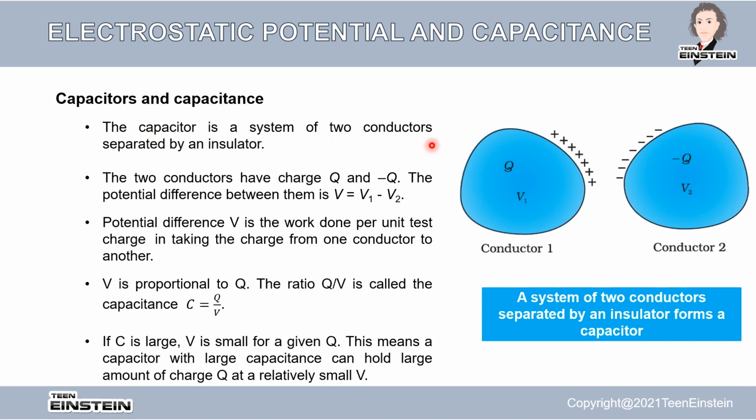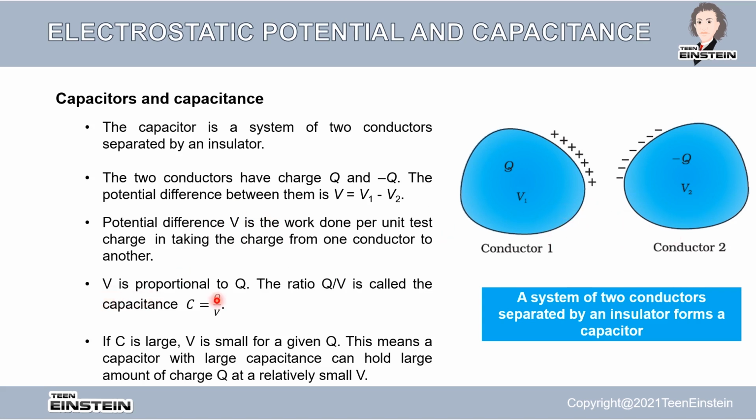So a capacitor is a system of two conductors separated by an insulator. In this case, what is the insulator that is separating? The air in between is separating the conductors. So this is a capacitor, and the two conductors can have equal and opposite charge plus and minus q. If one is at a potential V1 and the other is at a potential V2, the potential difference between these two is V1 minus V2. The potential difference V is the work done per unit test charge in taking the charge from one conductor to another. If this is the potential V1, this is the potential V2, and I want to move one charge from one conductor to the other, I need to do this much work, which is the difference between the potentials V1 and V2.